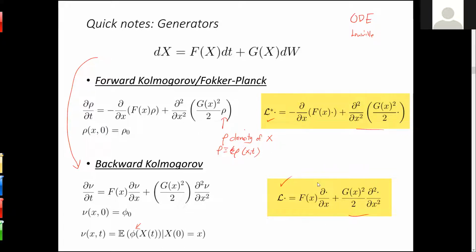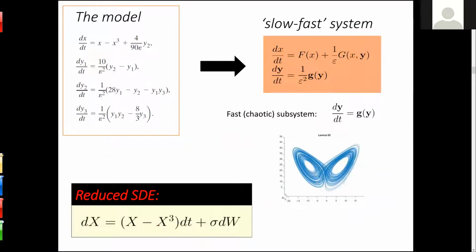All right. So in the paper, they use this model. The model has three variables: x, y1, y2, y3.